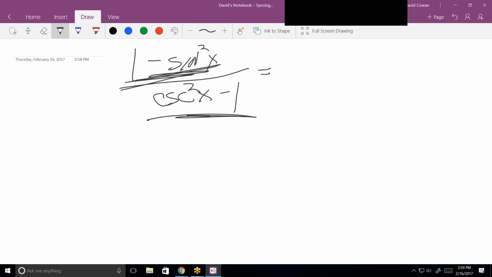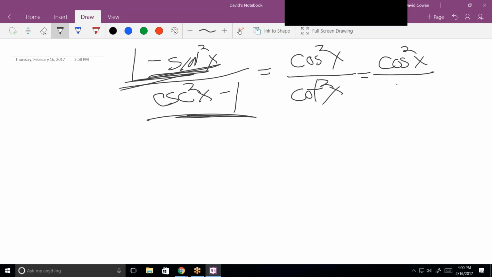Whenever you see an expression like that, think your Pythagorean theorem identities. There's 3 of them. You know that 1 minus sine squared x is cosine squared x. What's cosecant squared x minus 1? Cotangent squared x? Yeah. We can definitely simplify this because I know I can turn cotangent into cosine over sine. So that's going to be cosine squared x over cosine squared x over sine squared x.